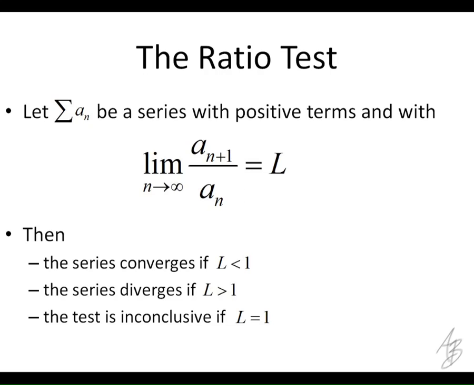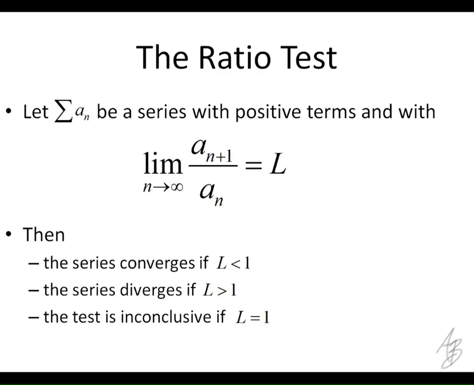So if the ratio of the next term to the current term approaches some limit, then it's going to converge if that limit is less than 1, because it's like a geometric series with a common ratio less than 1. It's going to diverge if it's greater than 1. And again, the difference here is that we don't know anything if that ratio is equal to 1. It's possible that it's going to converge. It's possible it's going to diverge.